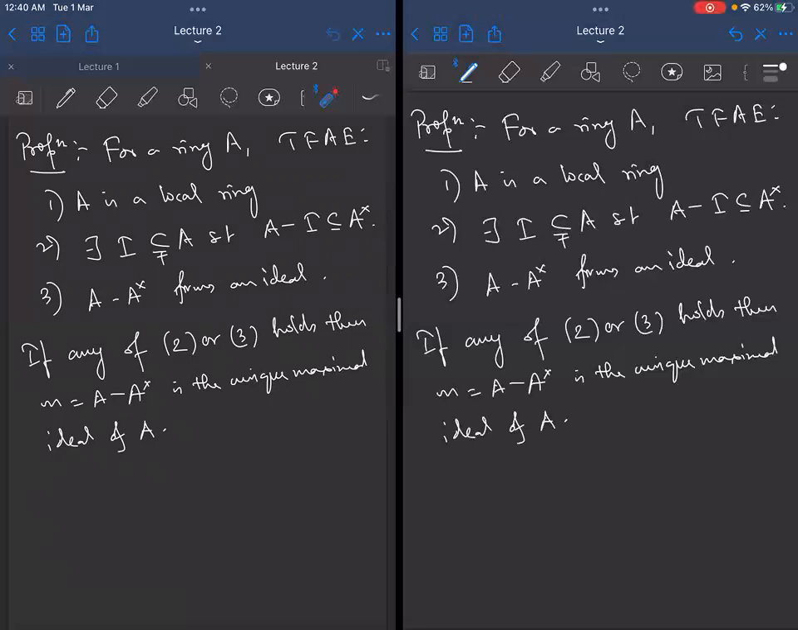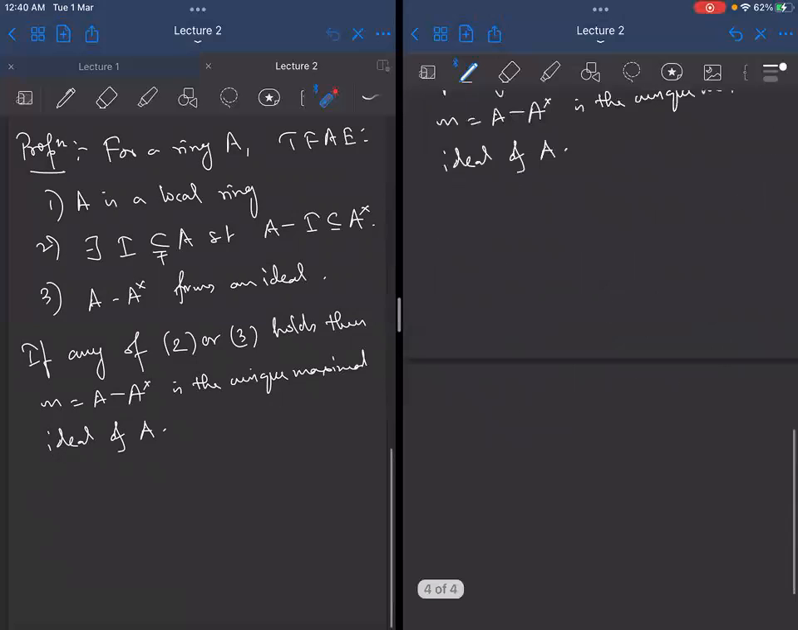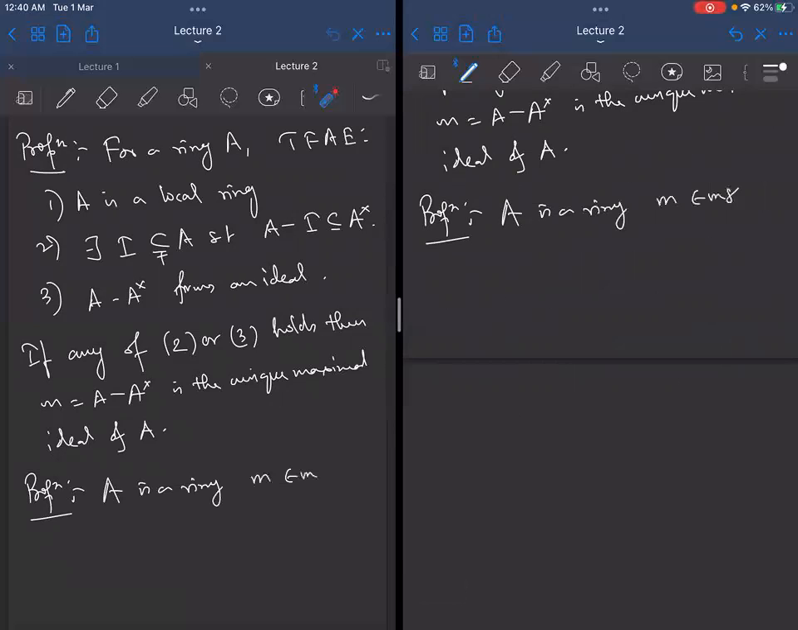So what we get is the following characterization of local rings. Okay, maybe I can add one more thing, another proposition: suppose A is a ring and M is a maximal ideal of A, such that every element of the set 1 plus M is a unit of A, then A is a local ring.